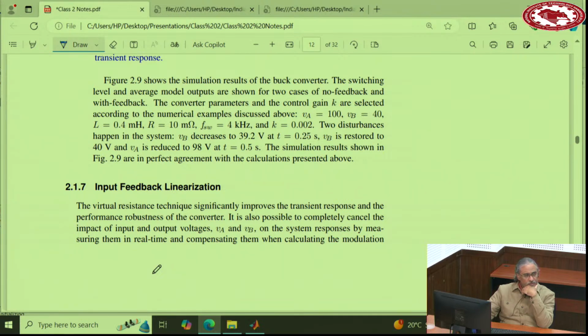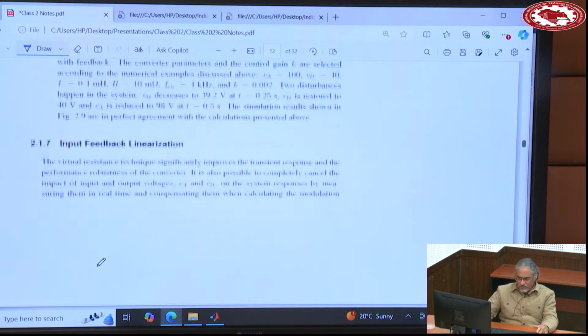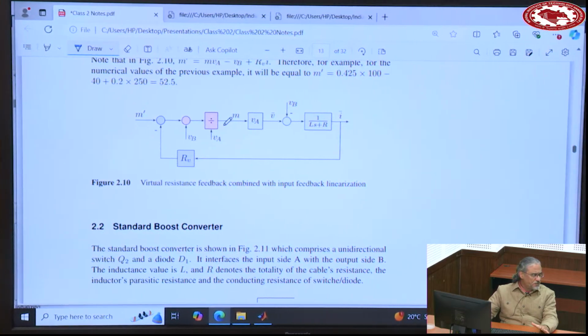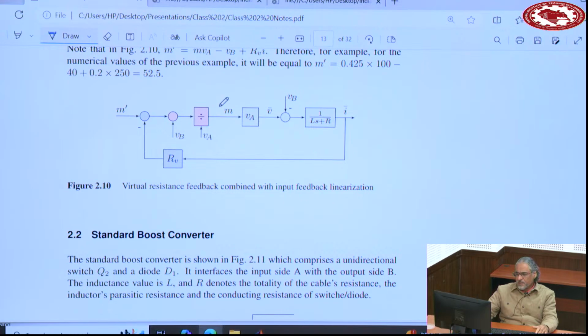Now, a couple of other general things. Now that we talked about virtual resistance, there is something else that is called input feedback linearization. It is very common in converters. What is that input feedback linearization? The principle is shown here. It says if my converter model is this, it multiplies the modulation index into VA and then subtracts from VB. And I had a problem with sensitivity to VA and VB.